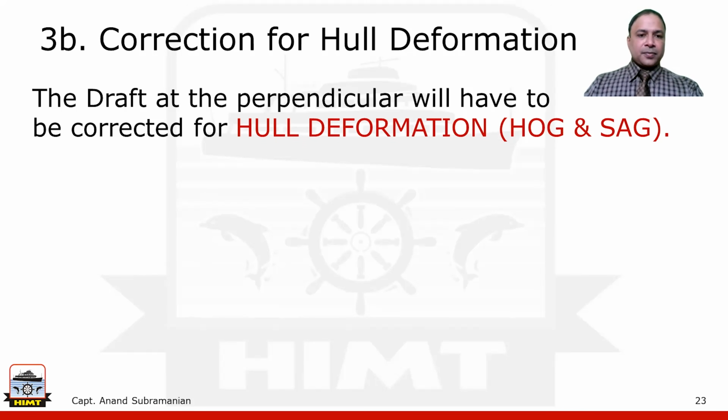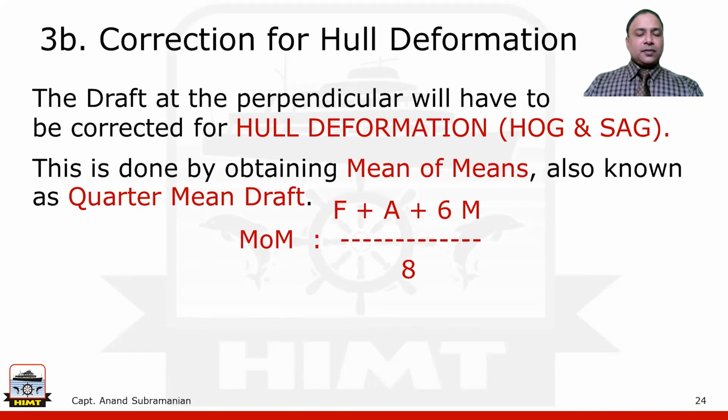a sag. Now, this is done by obtaining what is called a mean of means, also known as quarter mean draft. And the formula is pretty simple. The mean of mean drafts, in the numerator, we have forward draft plus the aft draft plus 6 times the midship draft. And the whole thing is divided by 8. So this is basically what is called the mean of mean drafts. And the calculation is also pretty simple.